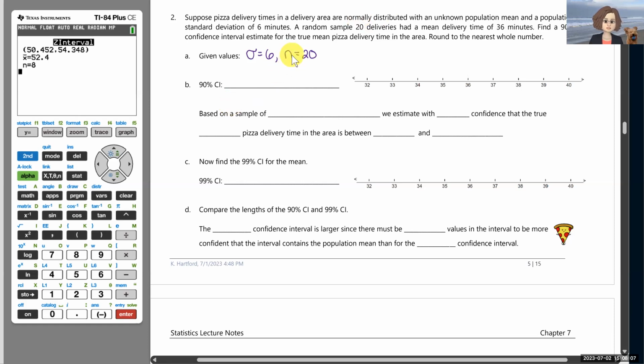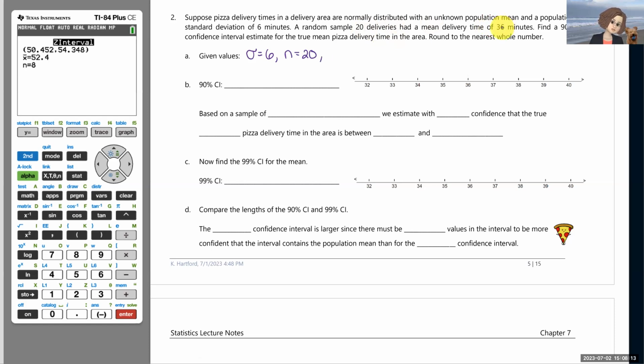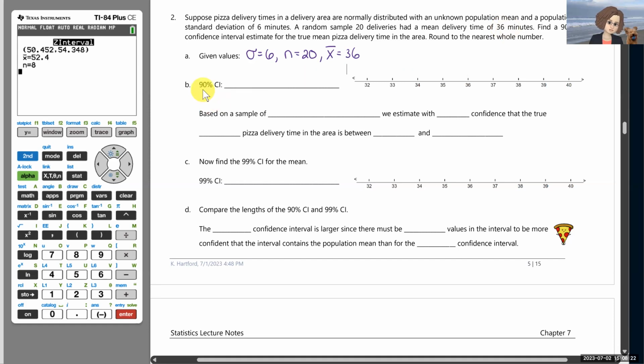All right, so back to this. N is 20. All right, so for those 20 deliveries, the mean came out to be 36 minutes. So there's our sample mean. So X bar is 36. And then we'll do a 90% confidence interval.